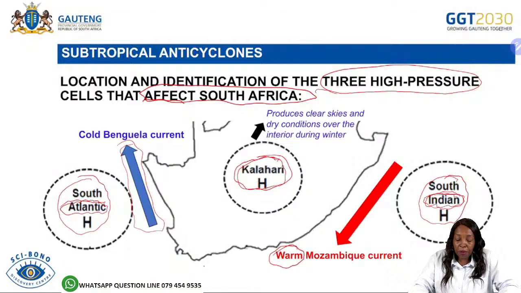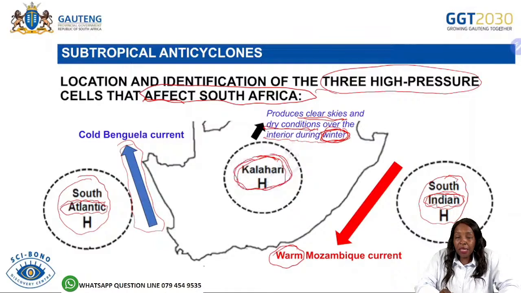So this Kalahari high pressure produces clear skies and dry conditions over the interior of the country. When? During winter. Remember, our winter would be influenced by the position of the three high pressure cells. The position of the Kalahari high pressure cell would bring in clear skies and dry conditions during winter, because it is dominating in the lower levels of the atmosphere. So what dominates in winter would be this Kalahari high pressure cell.